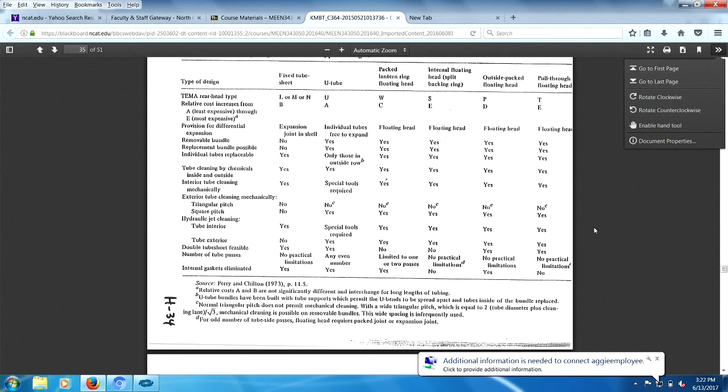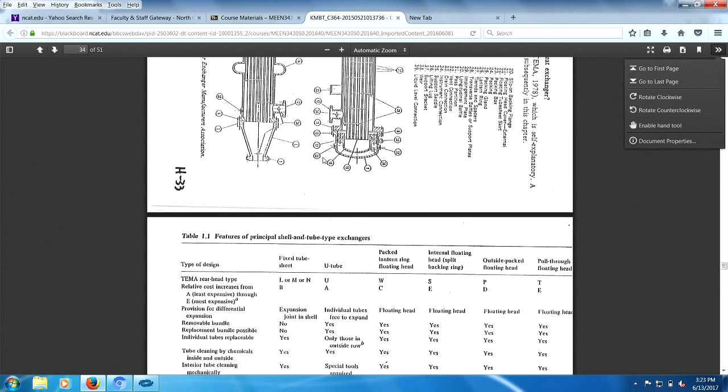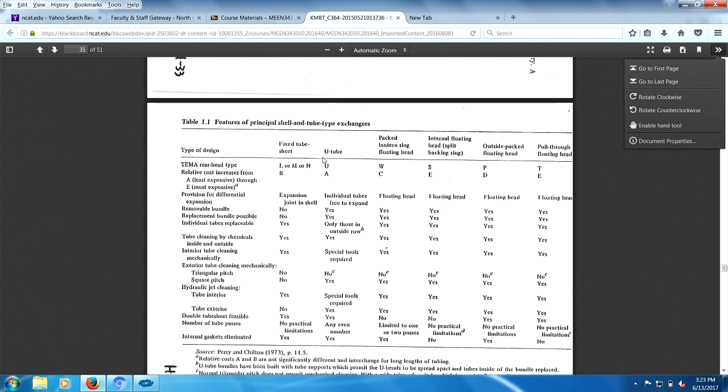Anyway, so we've got various designs, various things. Look at what we have here. Rear head type, whatever that is, removable bundles, replacement bundles, individual tubes replaceable. Nah, you don't want to replace the tubes. That's kind of on the dumb side. You want to plug them and leave them. Tube cleaning. Look at all hydraulic cleaning. Woo! I tell you, you can't get much better than this. This is absolutely wonderful stuff. Where is this coming from anyway? Is this from, oh, this is from Gupta, yeah, I think.